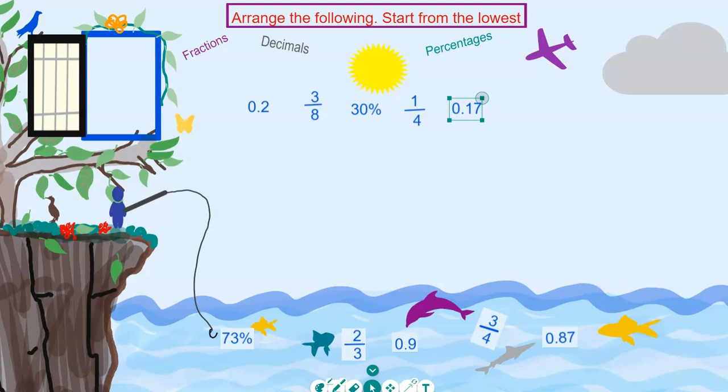So you have 0.2, that's already a decimal, so we could just leave it as that and write down 0.2 here. And 3/8, that's a fraction. We need to change that fraction into a decimal. To change a fraction to a decimal, we divide the numerator by the denominator. So you have 3 divided by 8.